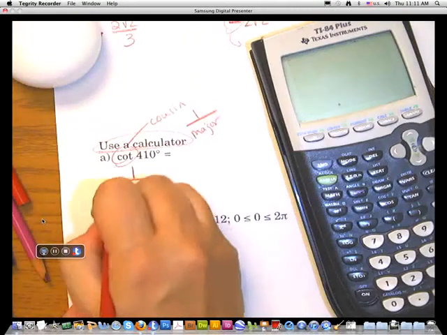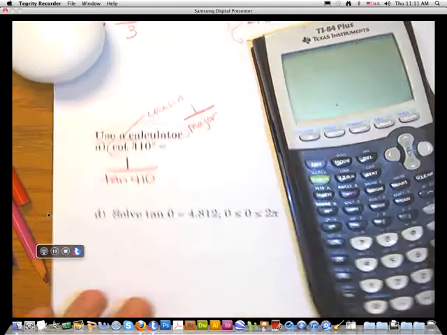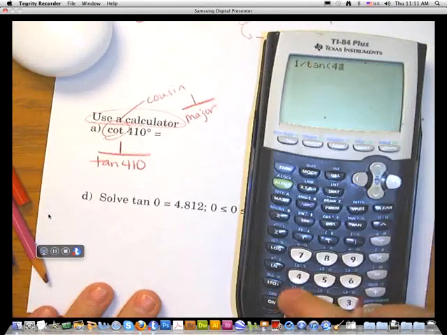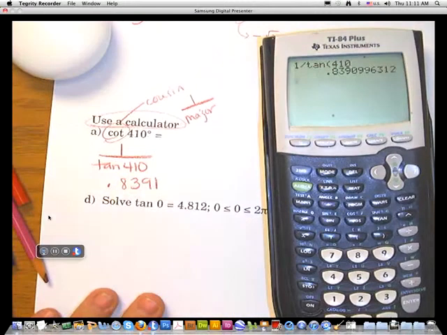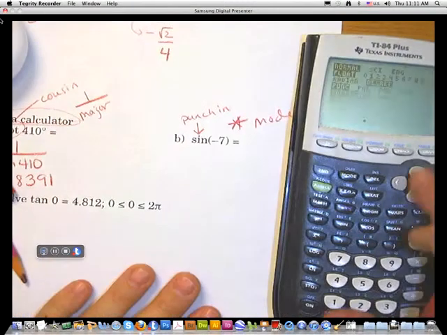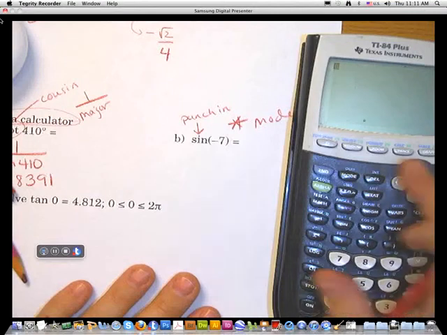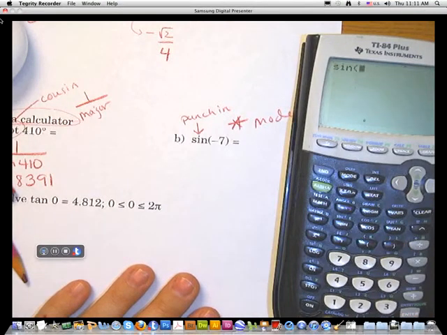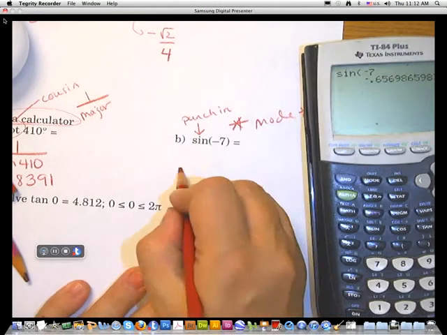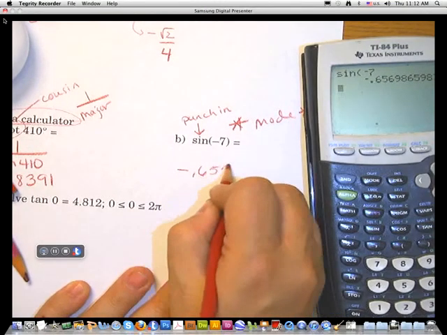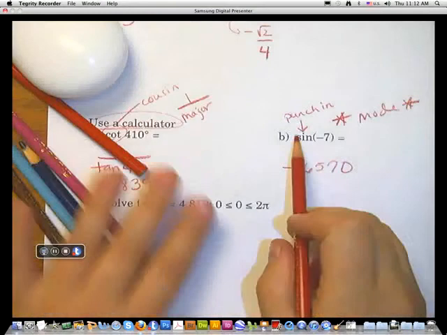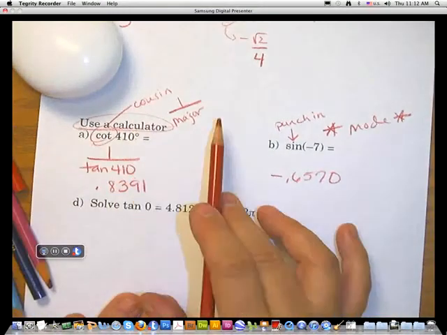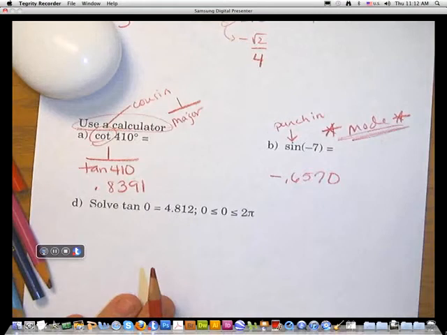So cotangent is 1 over tangent: 1 divided by tangent. Four decimals is fine. Change your mode. Sine is straightforward. Make sure you use four decimals and round appropriately. So majors, you just punch in. Cousins, you need to reciprocate. Make sure you're careful of the mode that you're in.